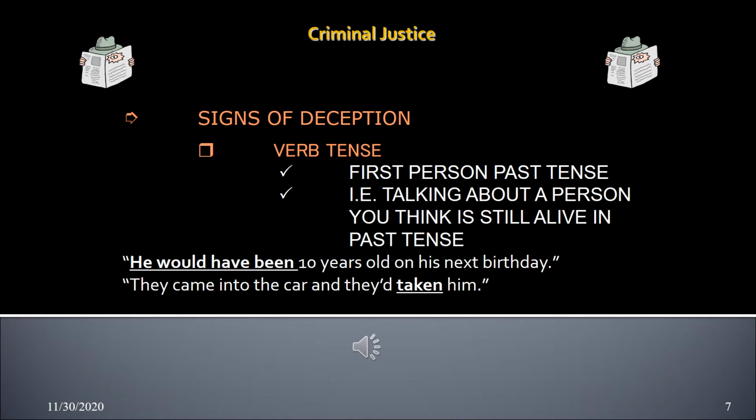So once again, verb tense, in this case, verb action word. So the person is referred to in the past tense when the person should still be alive, right? So a missing child who was actually killed by a parent would perhaps say something of this nature. He would have been 10 years old on his next birthday. They came into the car and they'd taken him. Past tense, taken. Those are beacons that stand out and say, wait a minute, there's something wrong with this, especially when the person is supposed to still be alive.